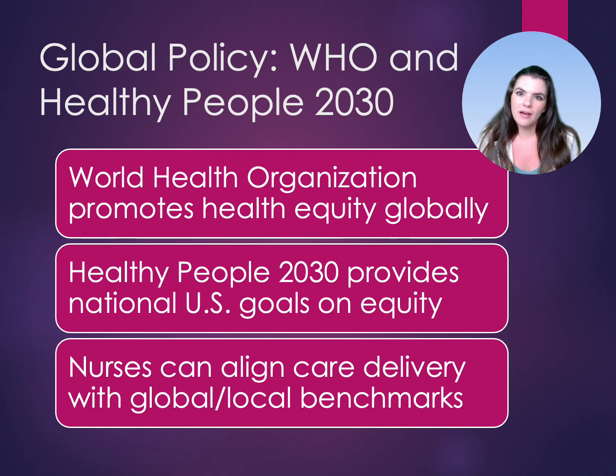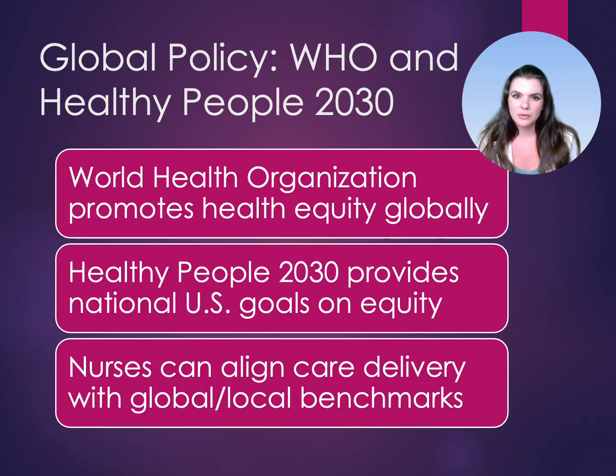The World Health Organization sets global goals for equity, like reducing maternal deaths or eliminating health gaps. In the U.S., Healthy People 2030 outlines national objectives to improve health outcomes and reduce disparities. These frameworks are tools nurses can use to align care with broader justice goals.